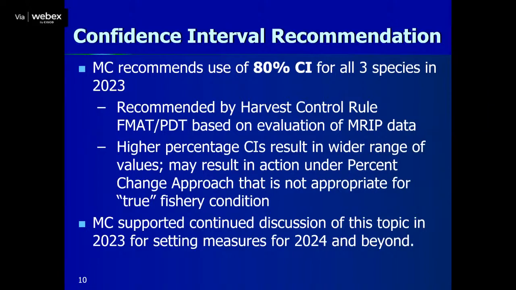Hannah also mentioned that for all 3 species, the monitoring committee recommended using an 80% confidence interval. I won't go into all the details because it's the exact same rationale as what Hannah said, and it's based on a previous analysis that was done by the Harvest Control Rule, FMAT, and PDT. The monitoring committee thought that was appropriate, and they also supported continued discussion of this topic next year for setting measures for 2024 and beyond, but they were fully in support of an 80% confidence interval for this go around.